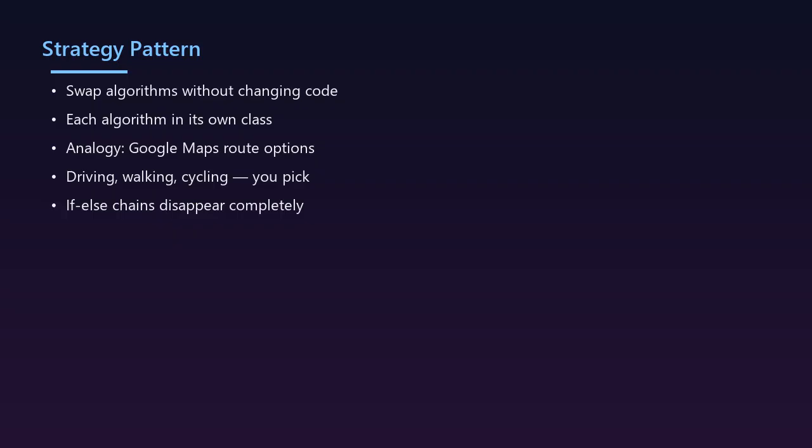That's strategy. You encapsulate each algorithm in its own class. The context, say a shopping cart, holds a reference to the current strategy. Need to switch from credit card to PayPal? Just swap the strategy object. No if-else chains. No modification to existing code. Just plug in a different strategy, and the behavior changes instantly.